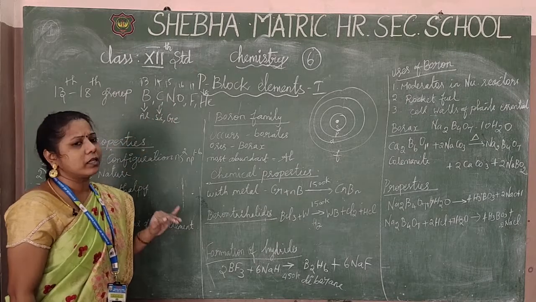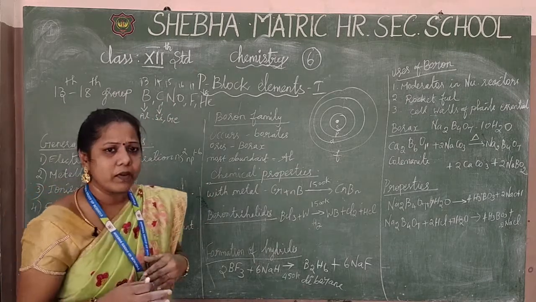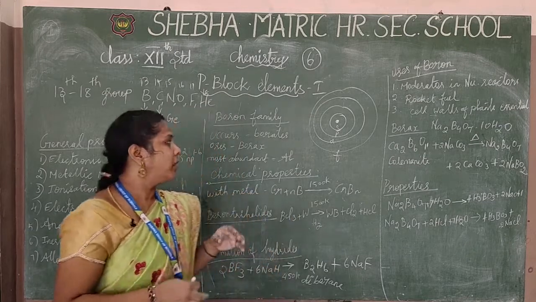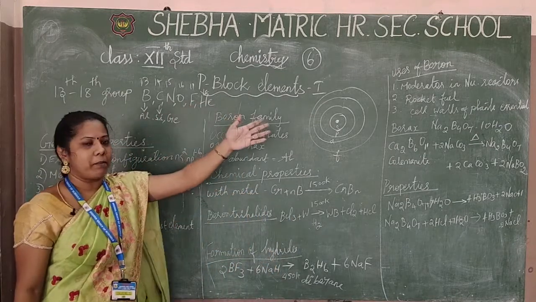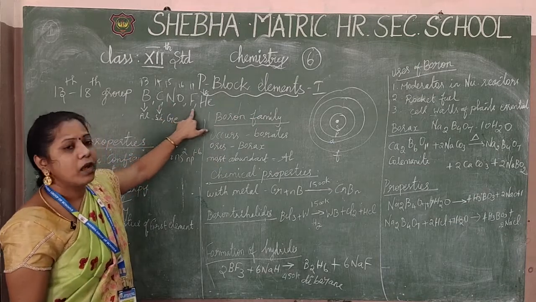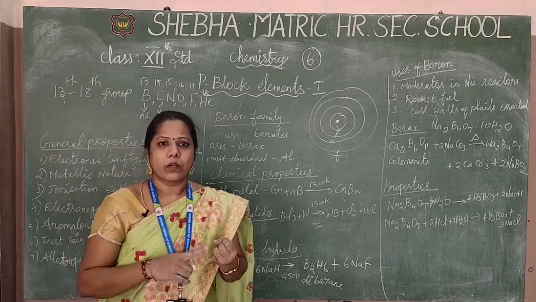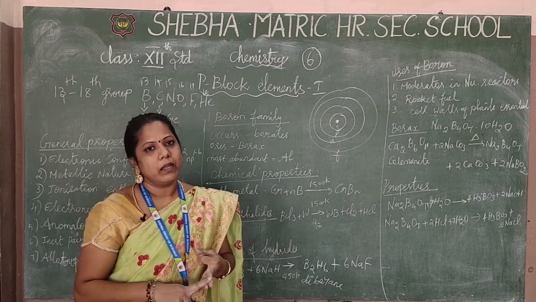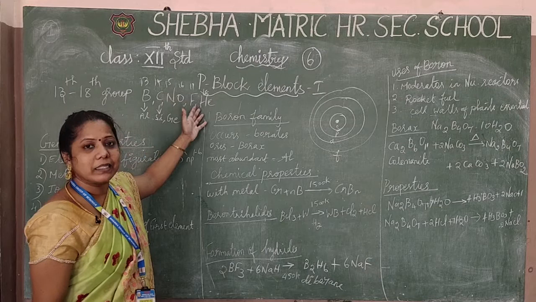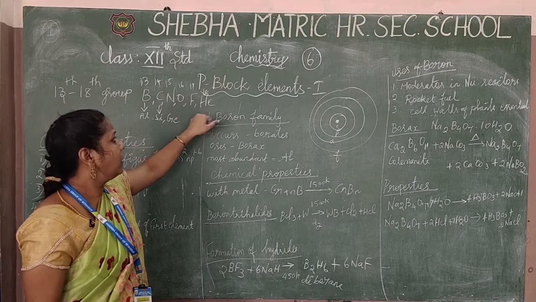And go for oxygen. Obviously you know very well that without oxygen we cannot survive in this world, so we have to learn more about the importance of oxygen in the P block elements. And then fluorine, that is halogens: chloride, bromide, iodide, fluoride are the members of this halogen family. And then helium.